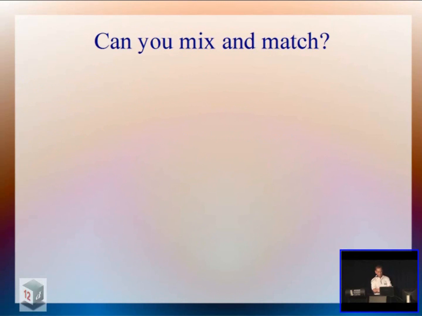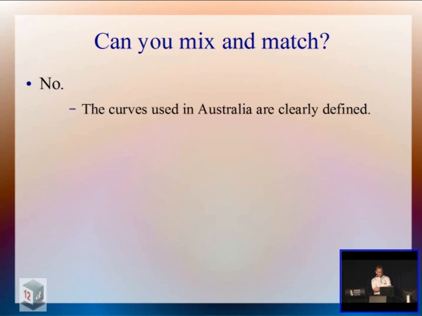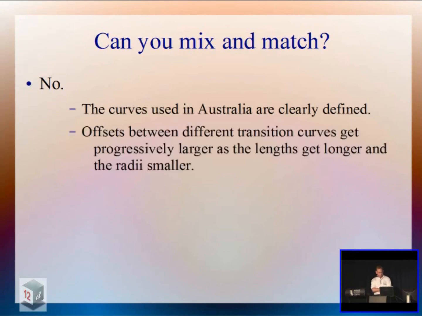Okay. Can you mix and match these beasties? The simple answer is no. If you're working in Western Australia, then you need to use a west rail spiral. The curves in Australia are clearly defined, unlike some places in the world, such as the mess that Land XML definitions of spirals are. Too generalised. They are a specific formula used here.